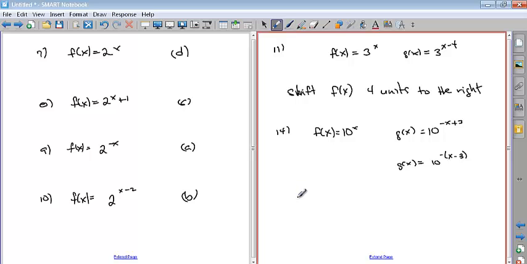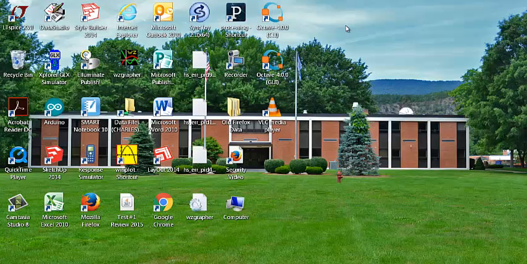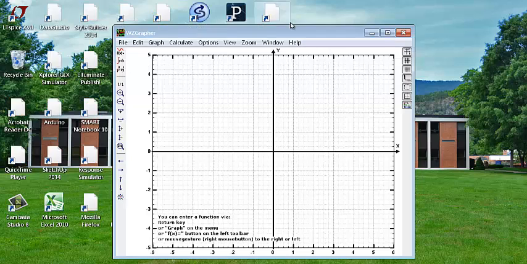So what we do is shift, actually first we do the reflection. So reflect across y-axis, shift right 3. And I think what we'll do is we'll plot these just to prove that I'm actually doing them correctly. So let me open up my graphing program.